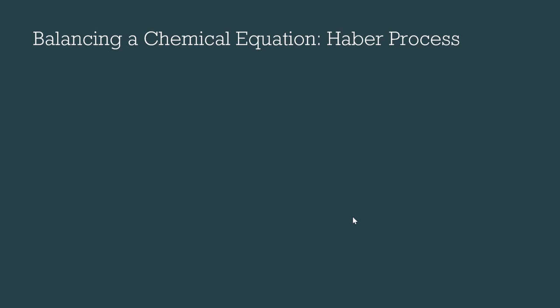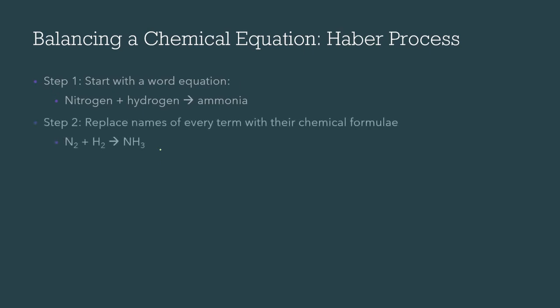For the next example, we're going to use the chemical reaction of Haber process. Haber process is a chemical method of producing ammonia by reacting nitrogen gas with hydrogen gas. Our first step is to always start with a foundation of a word equation. So nitrogen plus hydrogen gives us ammonia. Next, we're going to substitute these names with their respective formula. Nitrogen is N2, hydrogen is H2, ammonia is NH3.